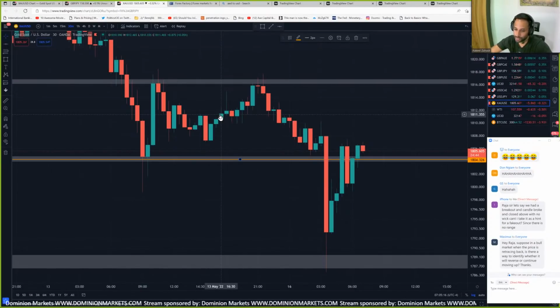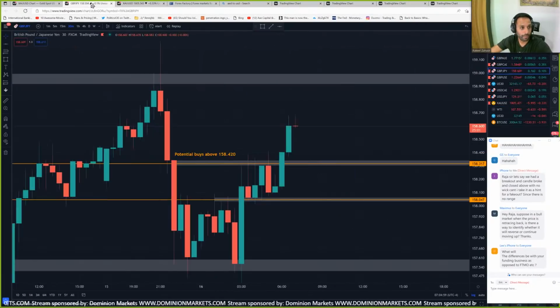Let's say we had a breakout and the candle broke and closed above with no wick. Well, this is what happened right here on pound yen. Okay, close with no wick. Can't I take it as a hint of a fake out since there's no range?